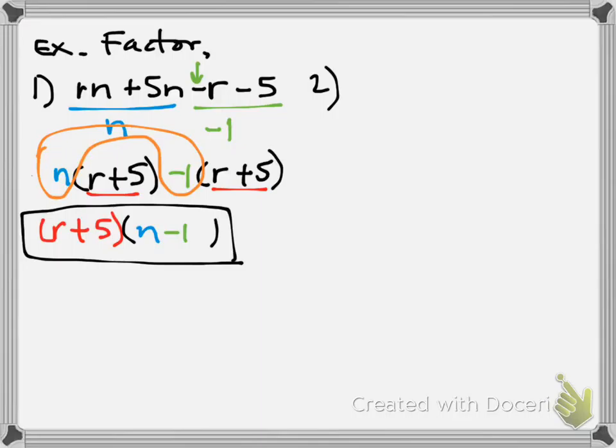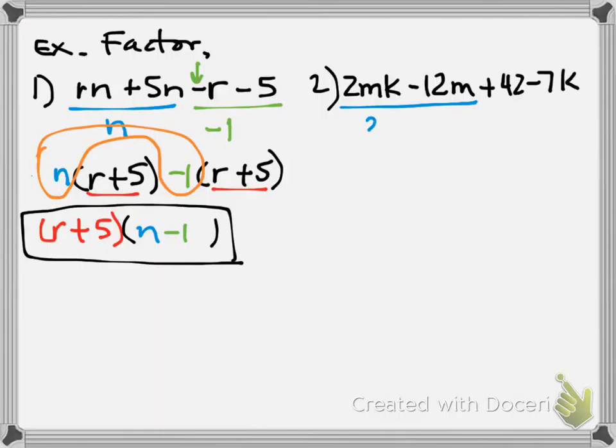So let's do 2mk minus 12m plus 42 minus 7k. So we're going to try grouping them by 2s. So what do 2mk and 12m have in common? They have a 2m. And what do 42 and negative 7k have in common? A 7, right?